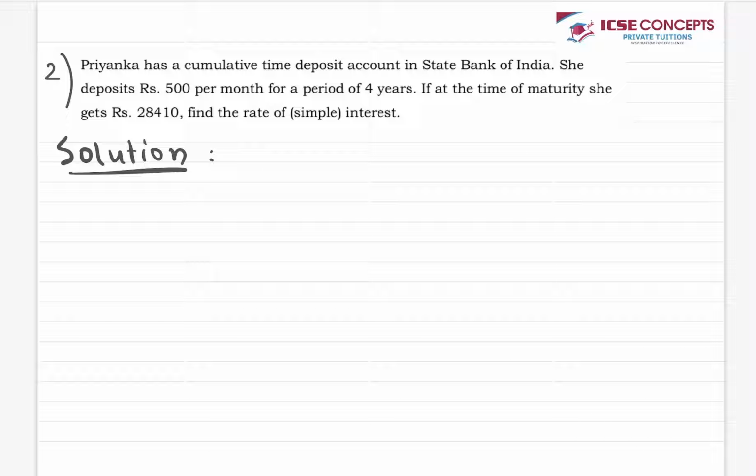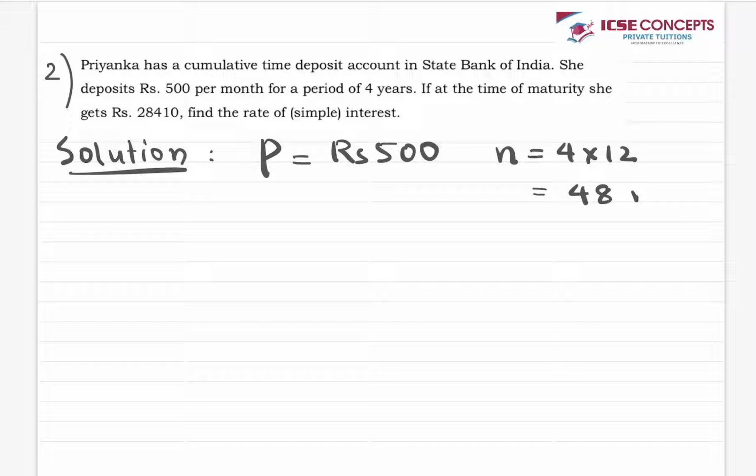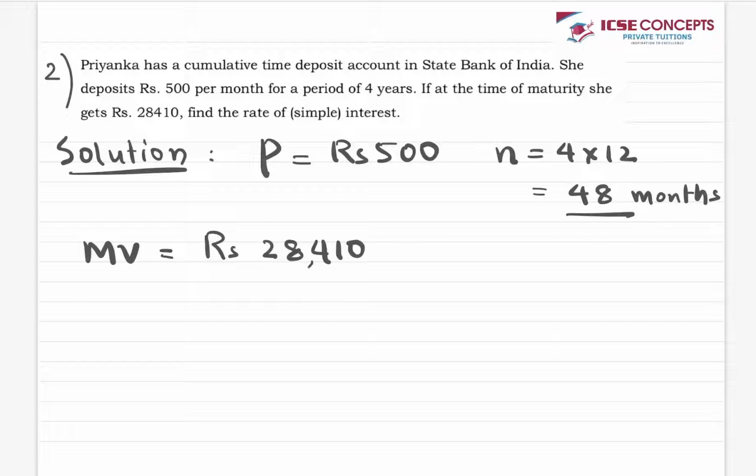Priyanka has a cumulative time deposit in the State Bank of India. So P value is equal to how much? Rupees 500. Principal, the amount deposited per month, is 500 for a period of 4 years. 4 years means how many months? 4 into 12. That's going to be 48 months. Right? At the time of maturity, she gets rupees 28,410. So her maturity value is given as rupees 28,410. You want to find the rate of interest again here.